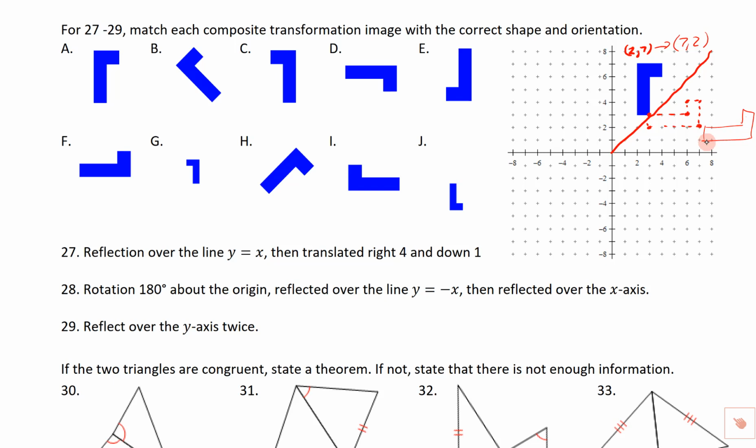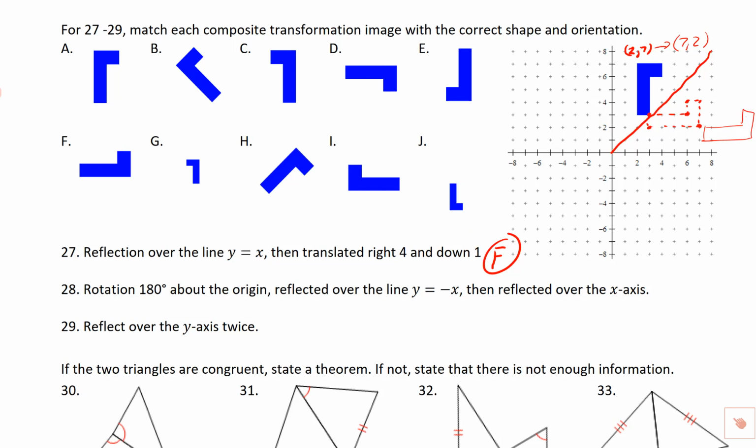All right. Now, it's not important whether we graph this. It just says match it up with the composite image. So we need a shape that looks like this, and there is one. It happens to be this one right here. It happens to be F. So I'm going to go ahead and mark this one down as F. I'm going to circle that, and we'll move on to the next one.